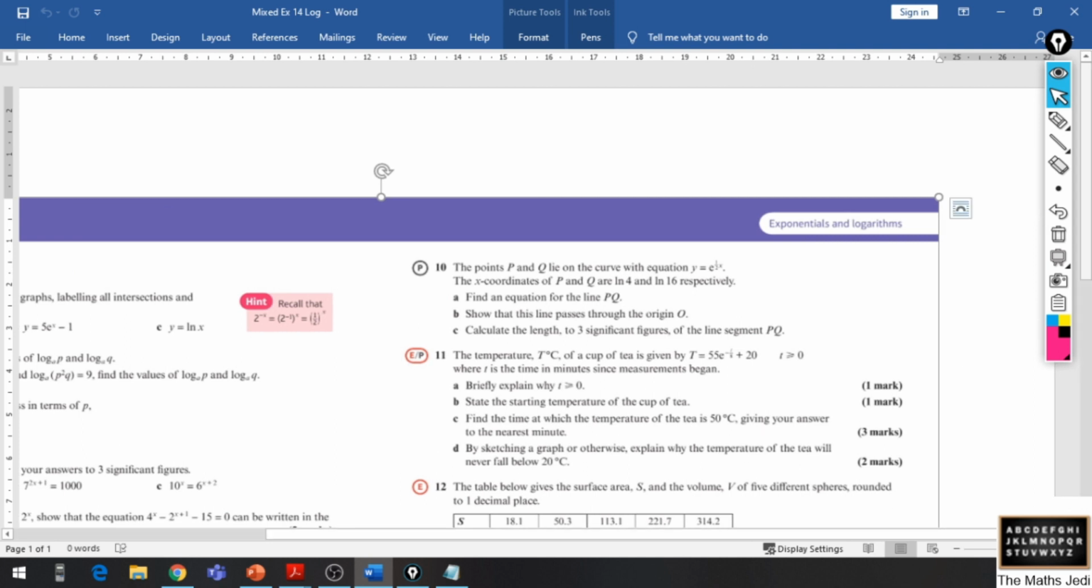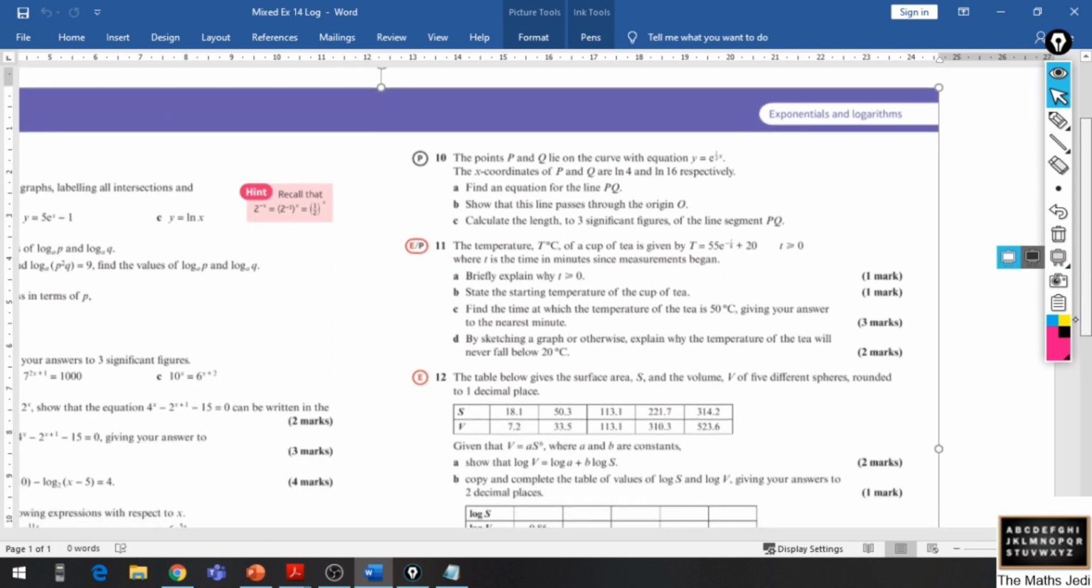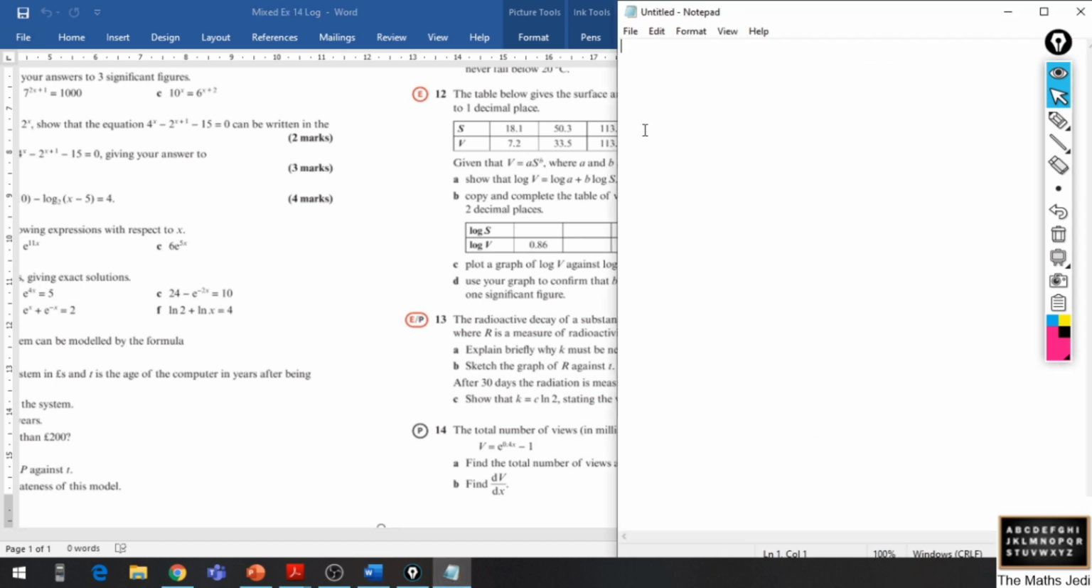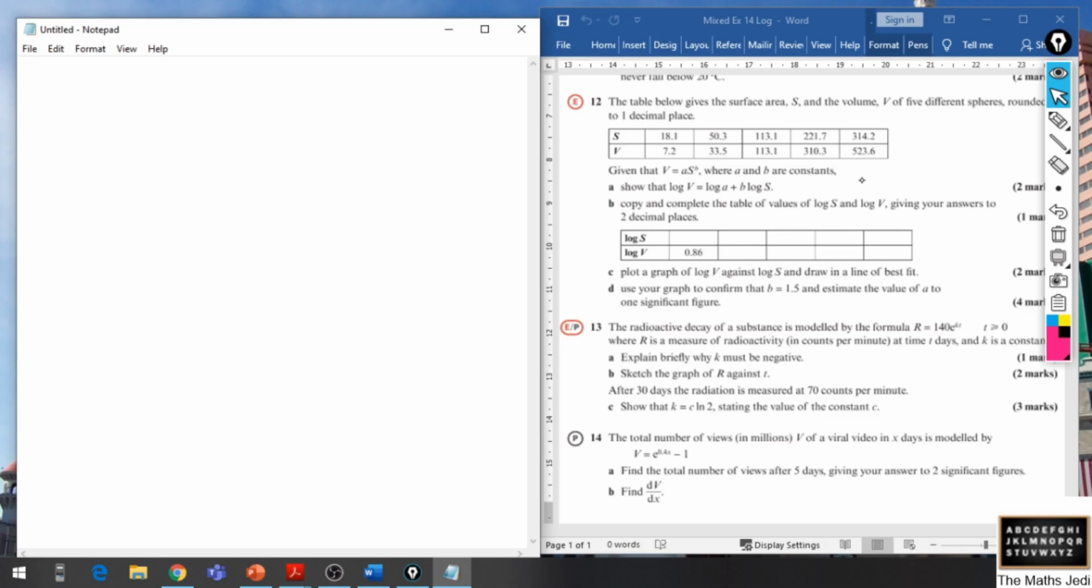I would like to do one sort of graphic question. Okay, so we'll do 12 and 13, I think, just because they look interesting. So I need to just get my pad up. Right, so question 12 first of all. Let's have a look at this. It's talking about different spheres. It's talking about V, V being A s to the power b. Okay, so it says first of all, show that log v equals this.